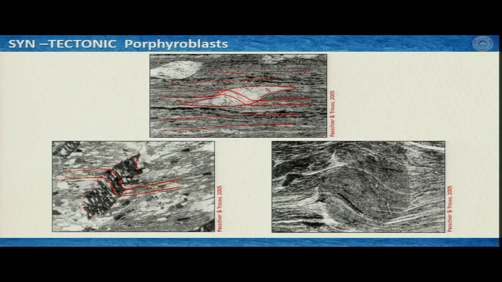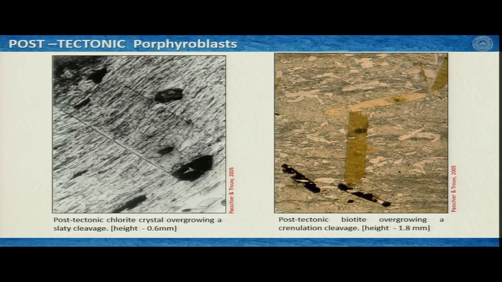You can also see this here. So this is your porphyroblast, and this is exactly the example we have seen before. So this is how your foliation inside the porphyroblast is appearing. So whenever you see this, you can figure out that this must be a syntectonic porphyroblast. Now, we see examples of post-tectonic porphyroblasts.